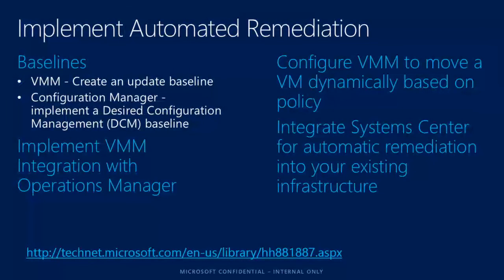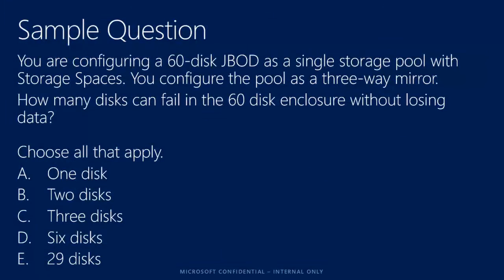Again, repeat here. Sample question. You're configuring a 60-disk JBOD as a single storage pool with Storage Spaces. You configure the pool as a three-way mirror. How many disks can fail in the 60-disk enclosure without losing data?